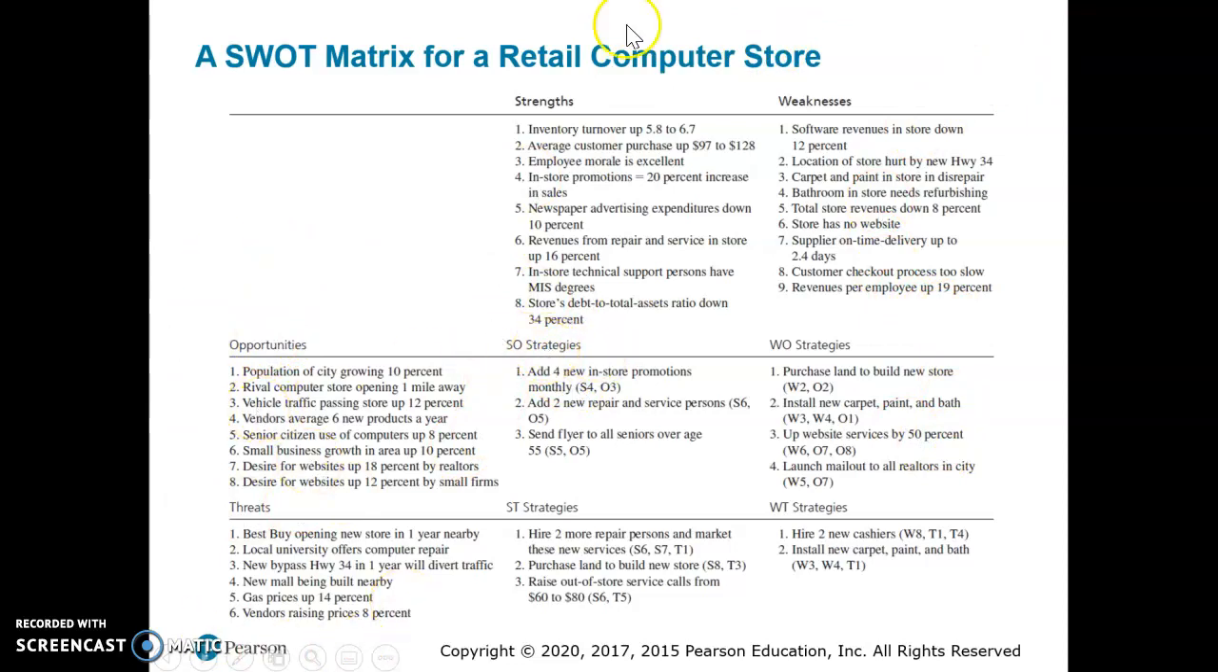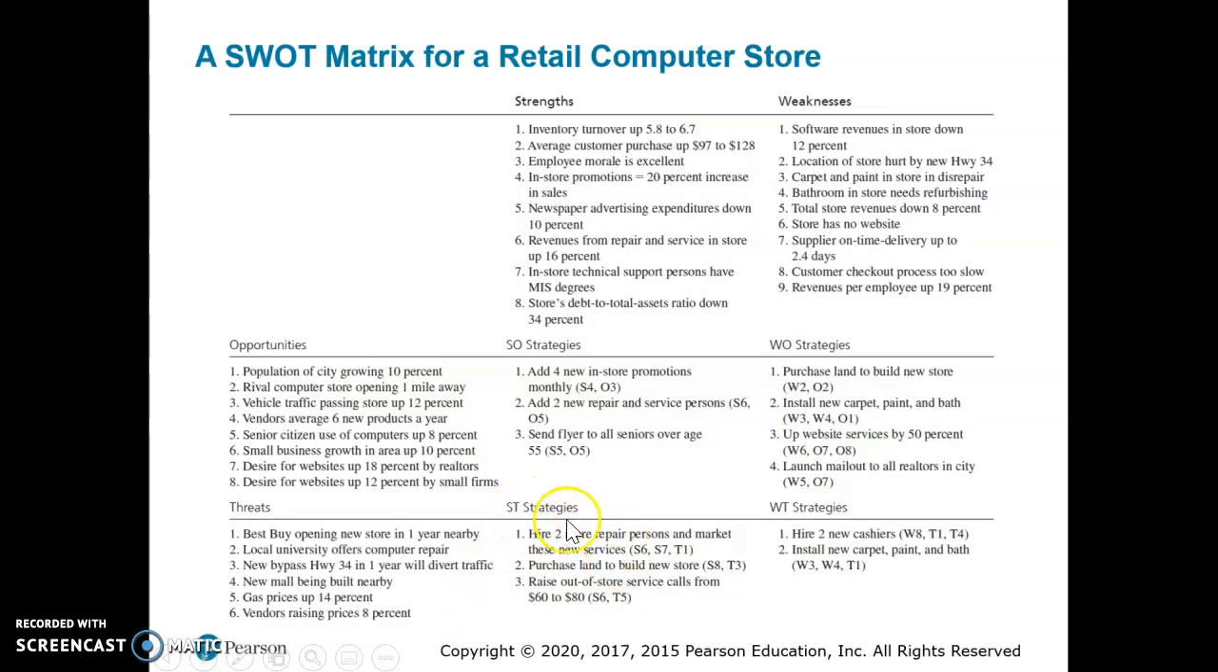So one of their strengths and opportunities is that they could add 4 new in-store promotions monthly. All right, and so they look at, I have a strength of an in-store promotion and really high vehicle traffic. So I can exploit those two things and come up with a strategy. All right, for weaknesses and opportunities, their weaknesses are that there's a new highway that's hurting their location, and there's a rival computer store really close by. So they could purchase land to build a new store. Now, these are just options. It doesn't mean they're going to do these, they're just options.